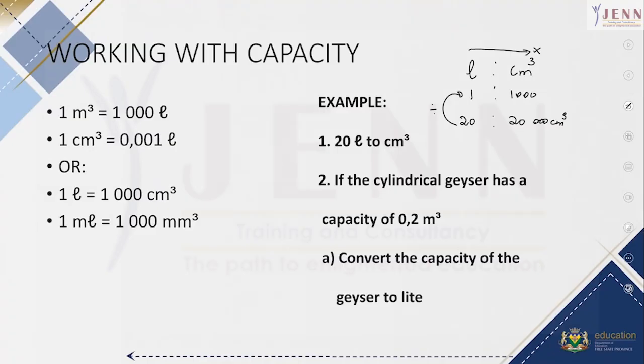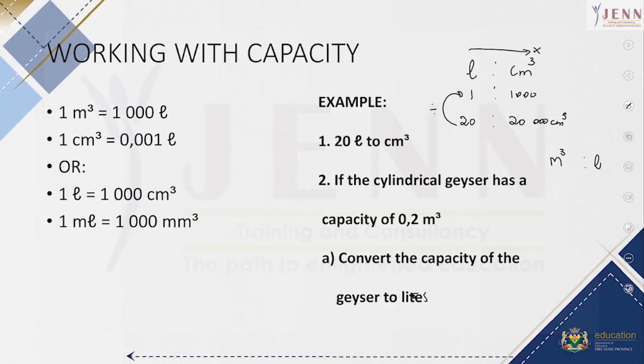So most of them got the right answer, which was 200, but we did not know how they got that answer. Here they were supposed to convert the capacity of the geyser in cubic meters to liters. So again, we do the same thing. Which units am I dealing with? I have cubic meters and liters.